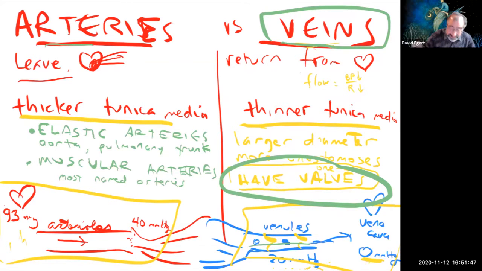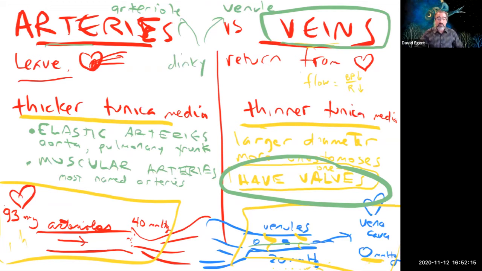And then if you have an artery that's really small, they call it an arteriole. Exactly when it becomes an arteriole depends which book you read. It's usually somewhere around a third of a millimeter or something. If you have a vein that's really dinky, it's a venule. So these are just dinky versions of arteries and veins.